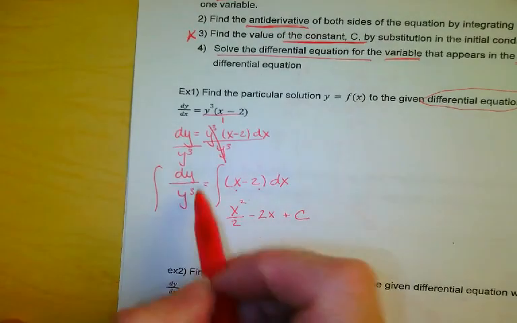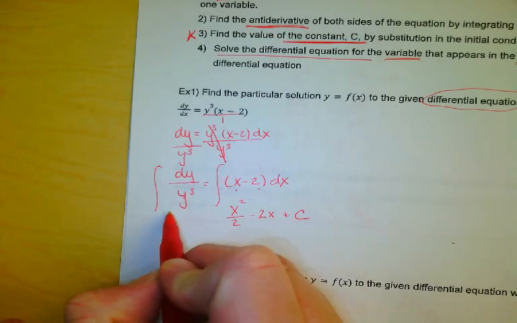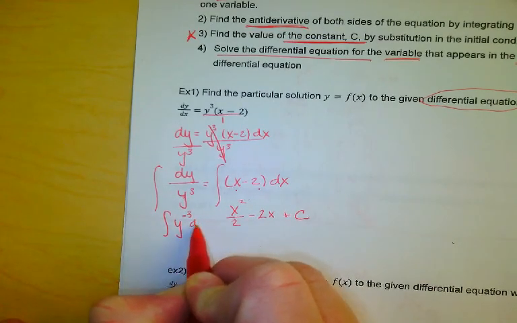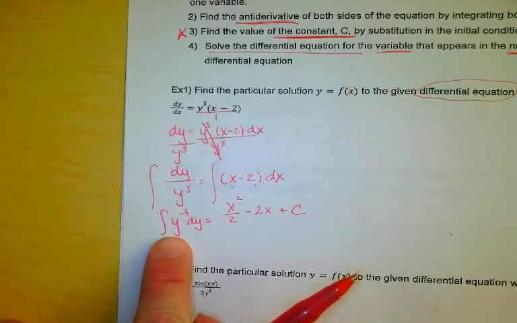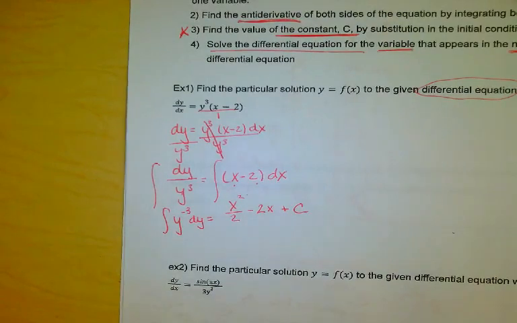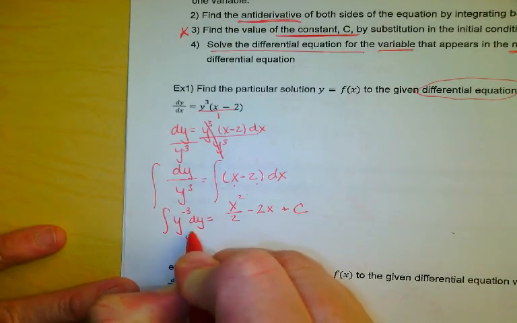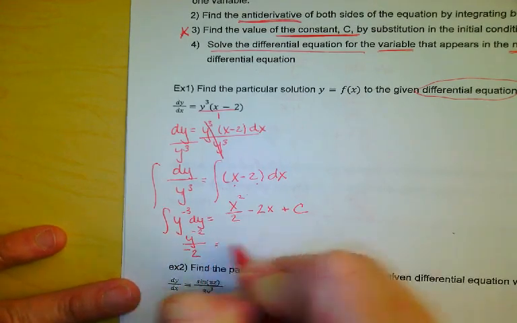Okay. On this side, I can't integrate when something's in the denominator there. If there's one term, I can just rewrite it. So I'm going to rewrite this as y to the negative 3 dy. Okay. So I just rewrote it, haven't integrated. Now integrate, add 1, divide by that number. So we get y to the negative 2 divided by negative 2. Equals all that junk still.